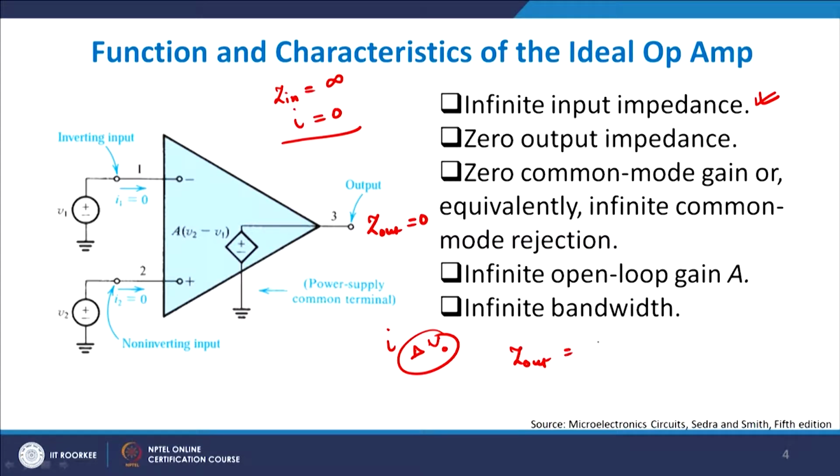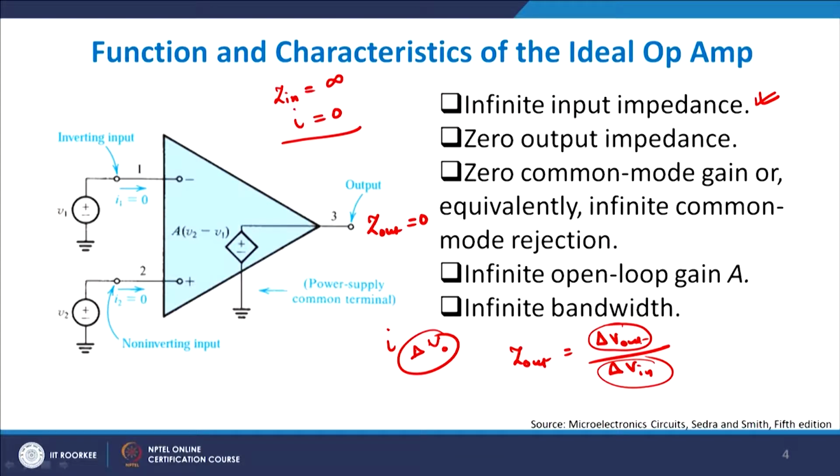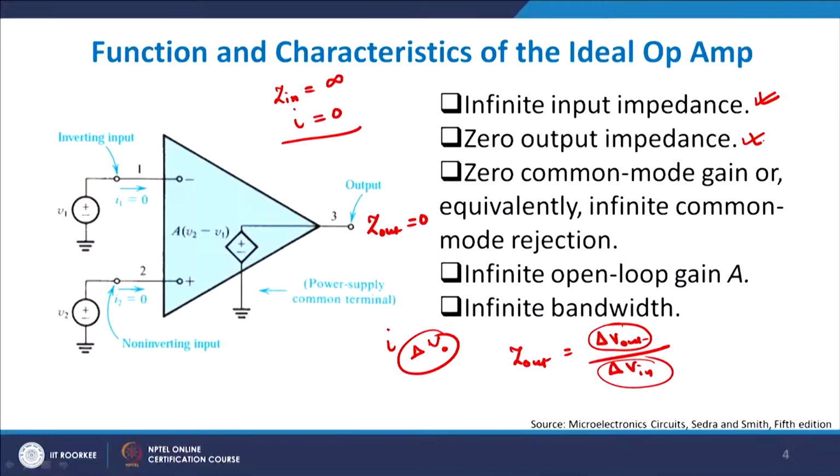Z out is defined as del V out by del I out, which means that del V out should be equal to 0, which means that I should not see a change in the voltage with a change in current. So I can do a large variation in the current in the output domain, but my voltage across terminal 3 and ground should remain fixed, and therefore that is my 0 output impedance which you see here. I will come to this point just now, but let us concentrate here that open loop gain, again for an ideal operational amplifier, is infinitely high.